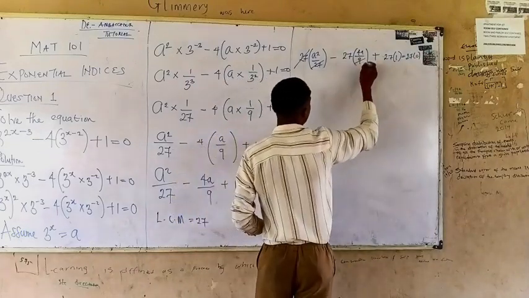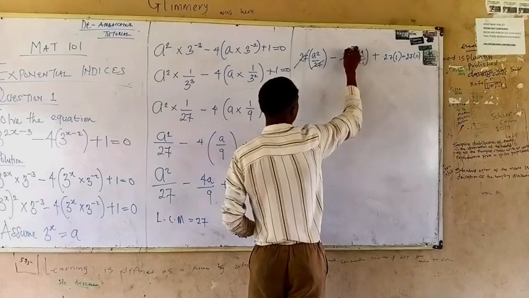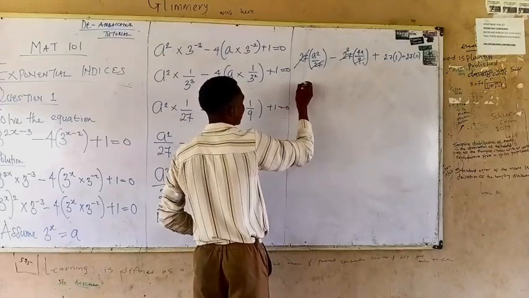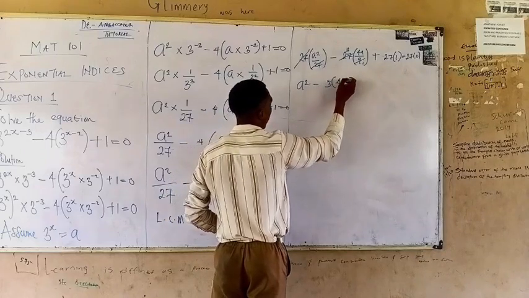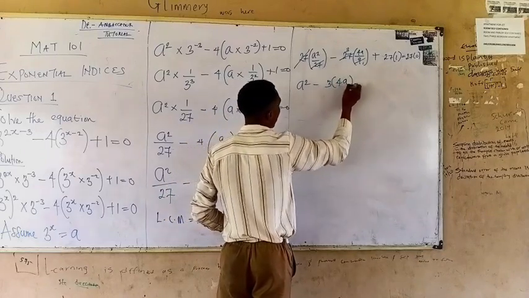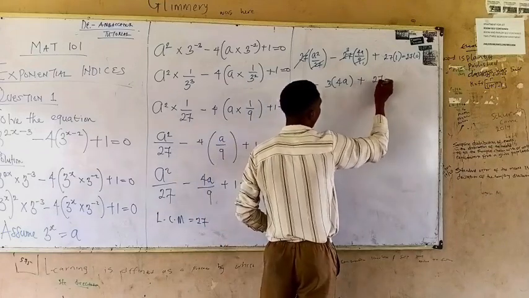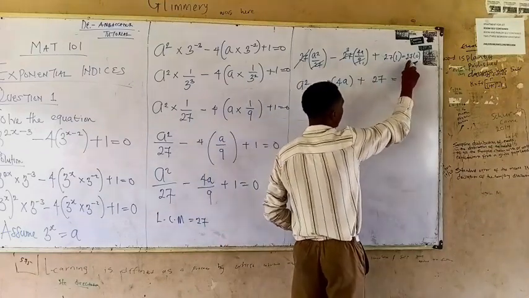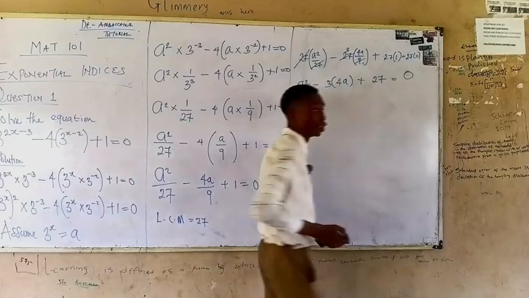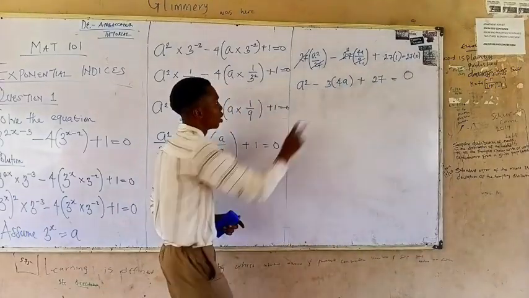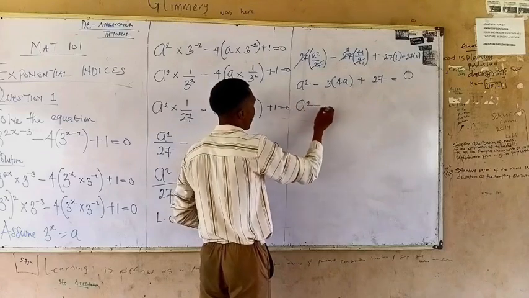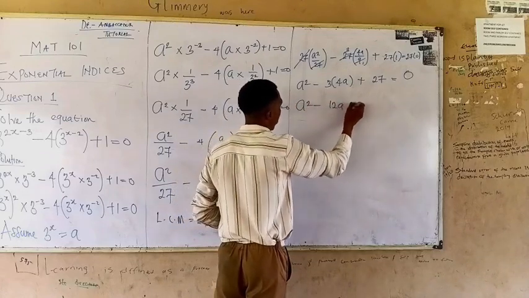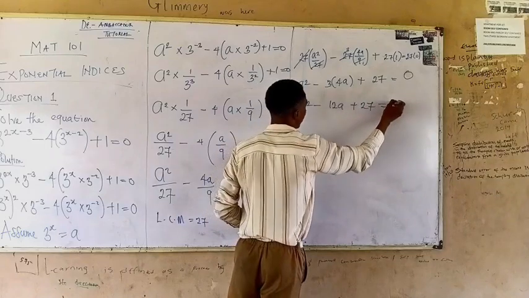So 9 here is 1, 9 here is 3. So what will I have on the long run? That's a squared minus 3 in the bracket of 4a plus 27 equals to, when you multiply 27 by 0, it's going to give you 0. So in that case, we can say 3 times 4a, and that will give us 12. So that's a squared minus 12a plus 27 equals to 0.